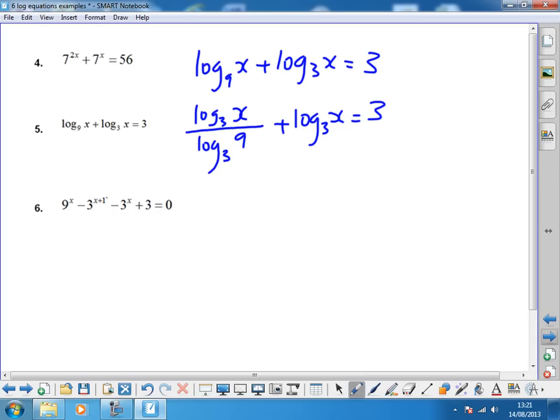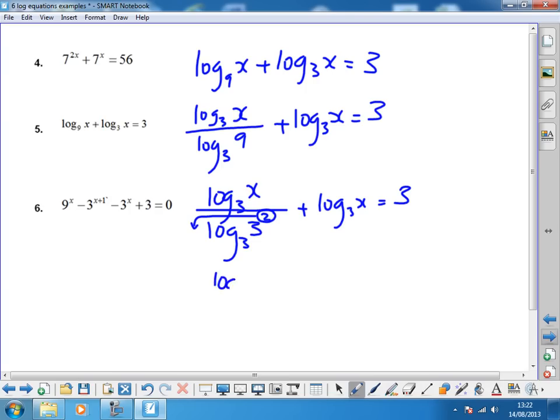Okay. Now log to base 3 of 9, I can do something nice with that. I could write it as log to base 3, instead of 9, 3 squared, add log to base 3 of x. And then that 2 can come down there. And that will give me 2 log to base 3 of 3. But I know that log to base 3 of 3 is 1. Log to base 10 of 10, log to base a million of a million, it's always 1. So that will just give me 2 there, add log to base 3 of x is 3.